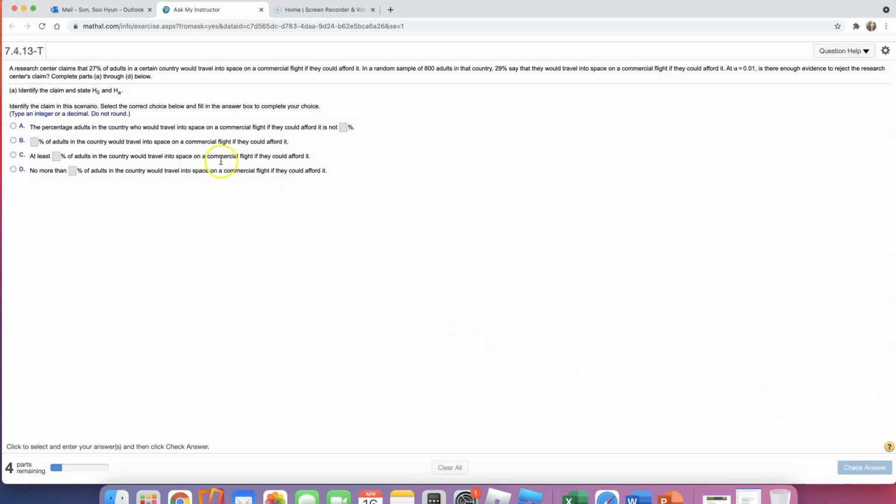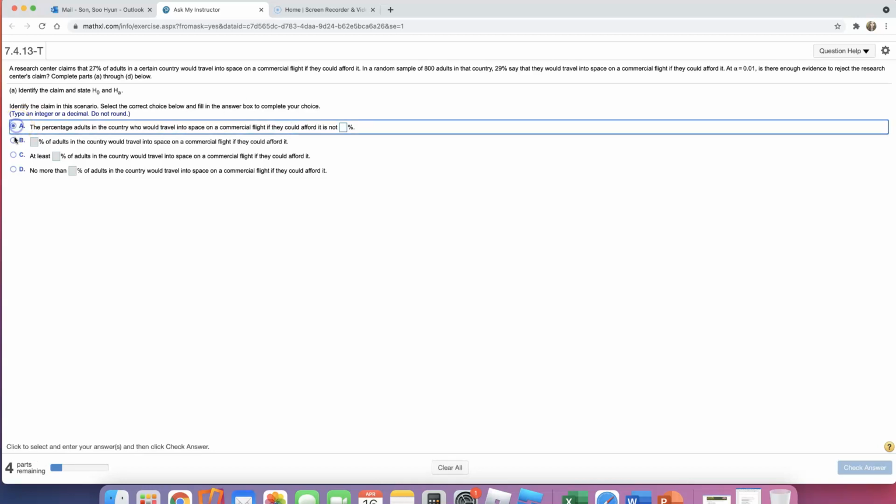A research center claims that 27% of adults in a certain country would travel into space on a commercial flight if they could afford it. In a random sample of 800 adults in that country, 29% say that they would travel into space on a commercial flight if they could afford it. At alpha equals 0.01, is there enough evidence to reject the research center's claim?